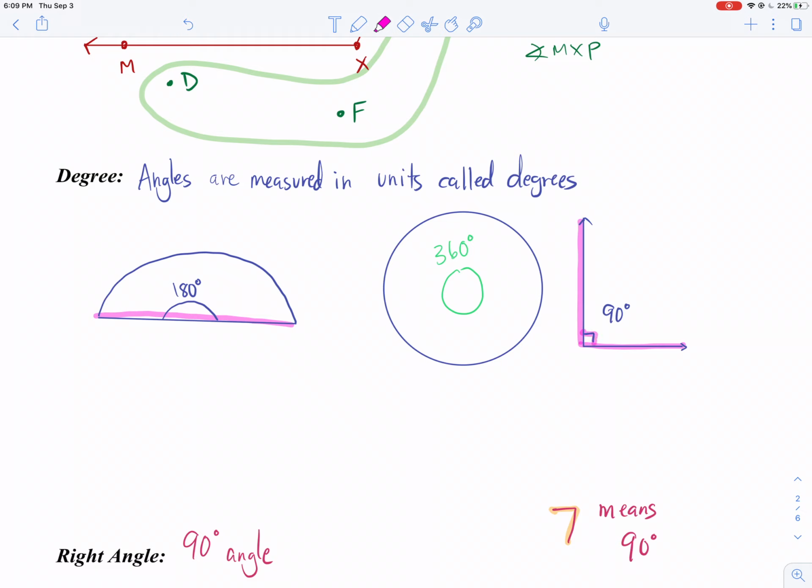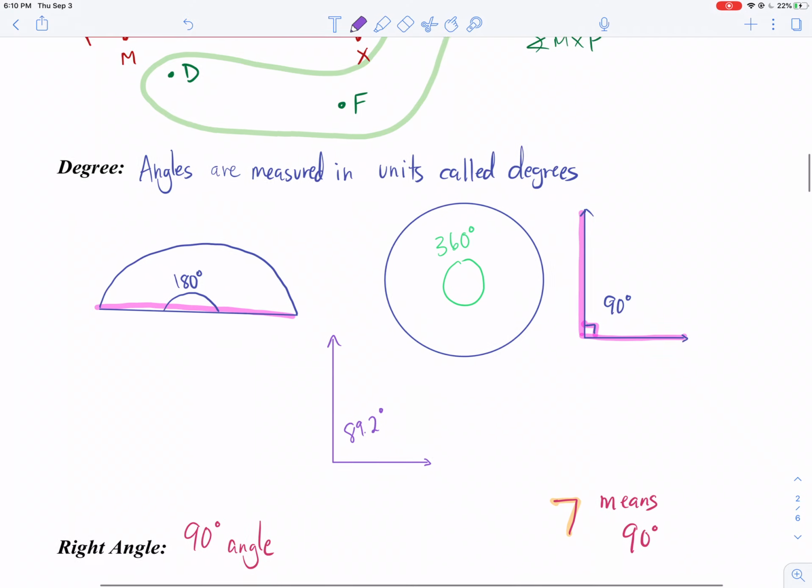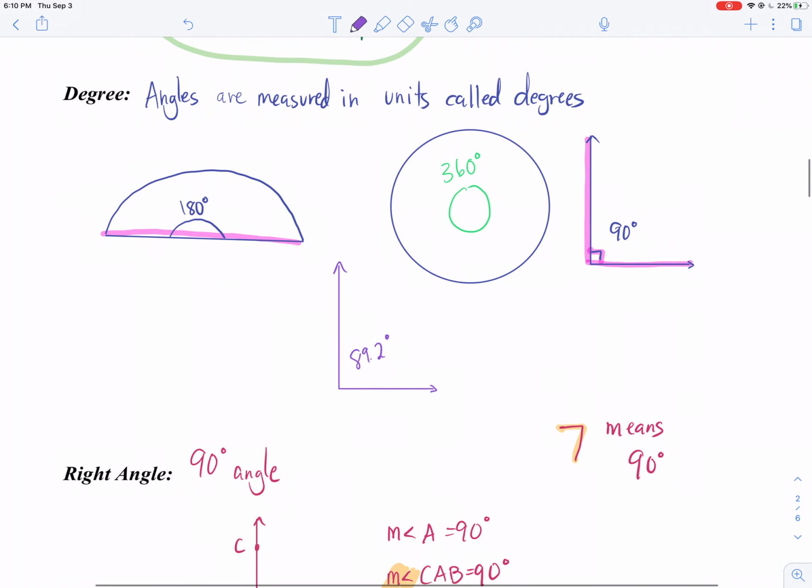Now, something we talked about today in class is you got to be careful. Do not assume just because I draw a really nice angle and I ask you what the angle measure is of that, don't assume that it's 90. It could be 89.2 degrees if I don't have that little box. So don't assume that it's 90 degrees just because it looks like it.